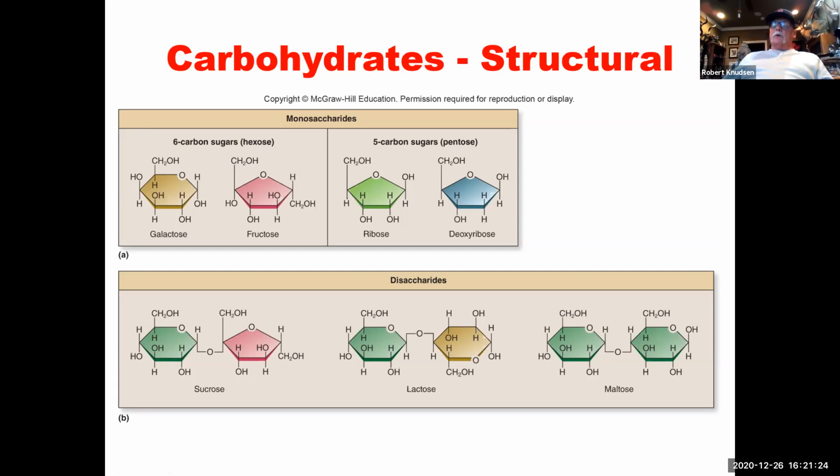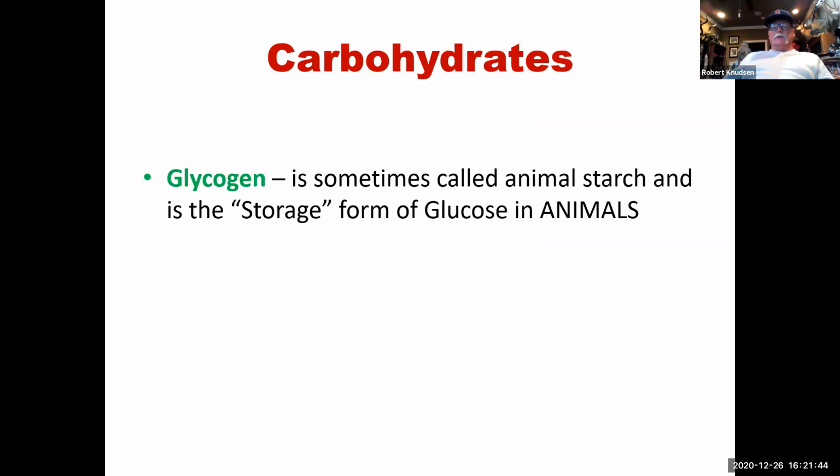You get it? So the common disaccharides that we have in our bodies are sucrose, table sugar, lactose, milk sugar, and maltose, malt sugar. And they're made the same way. They're still a disaccharide, but they're made of different monosaccharides. Good? Glycogen, sometimes called animal starch.